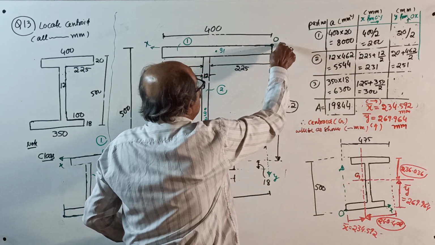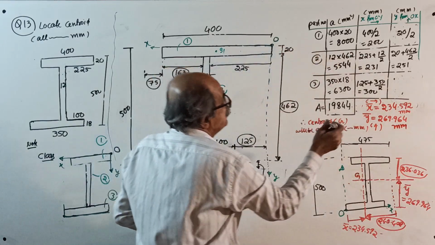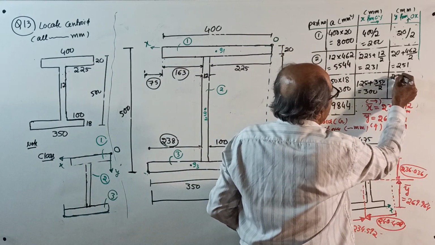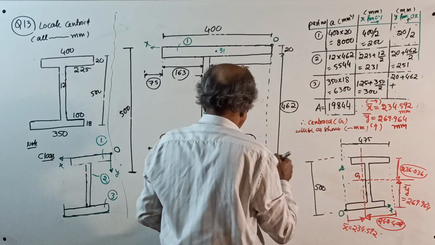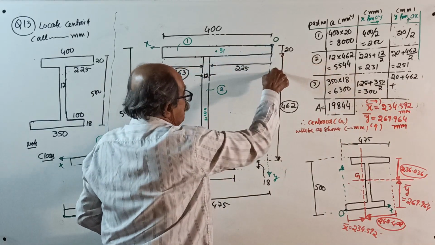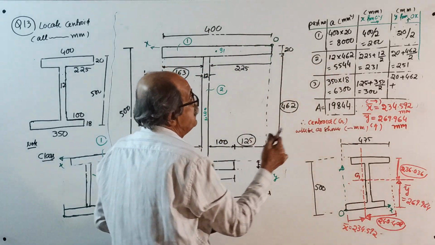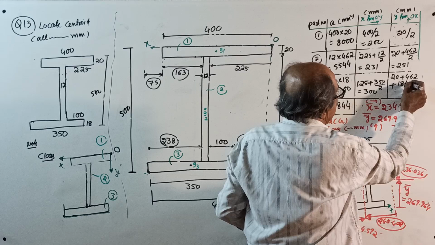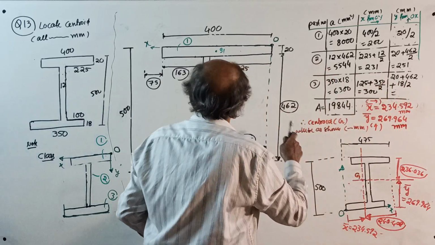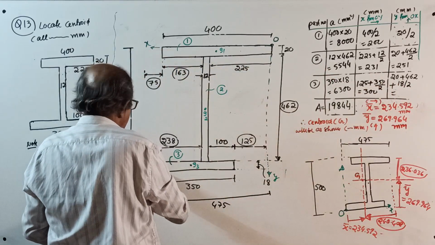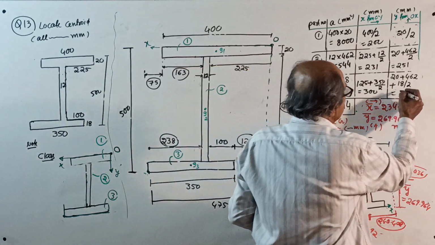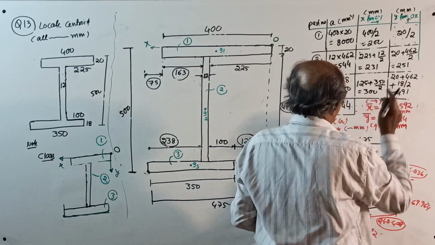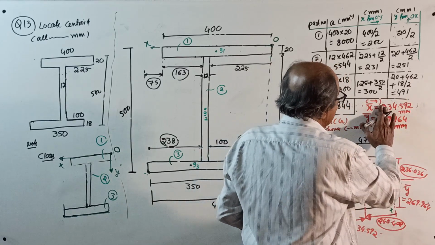See, 20 plus 462 plus another 20 plus 462 plus another half of 18. Or you can do one thing: from 500, subtract half of 18. That is 491, 9 less. 491, that's all. Substituting, we get x bar, y bar.